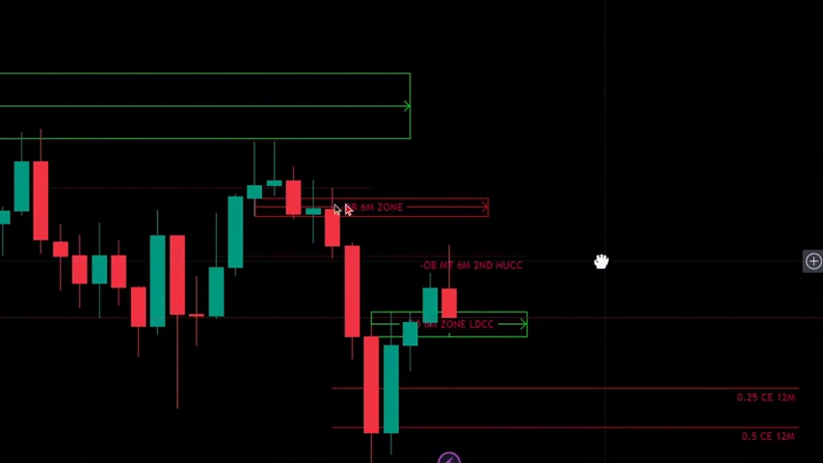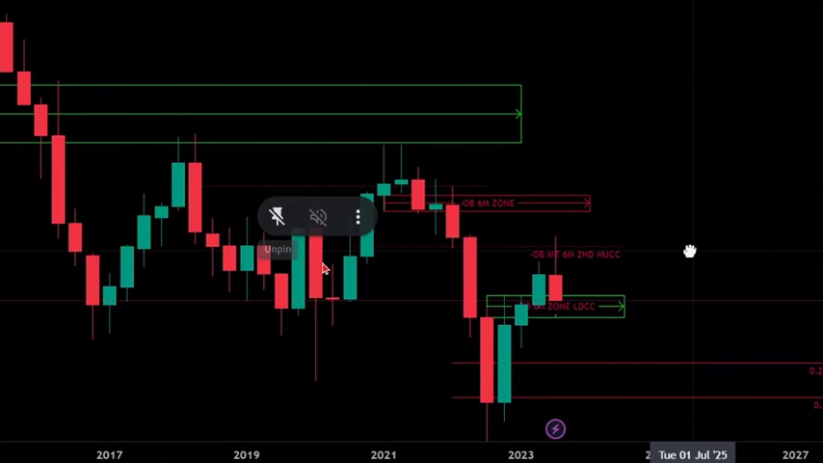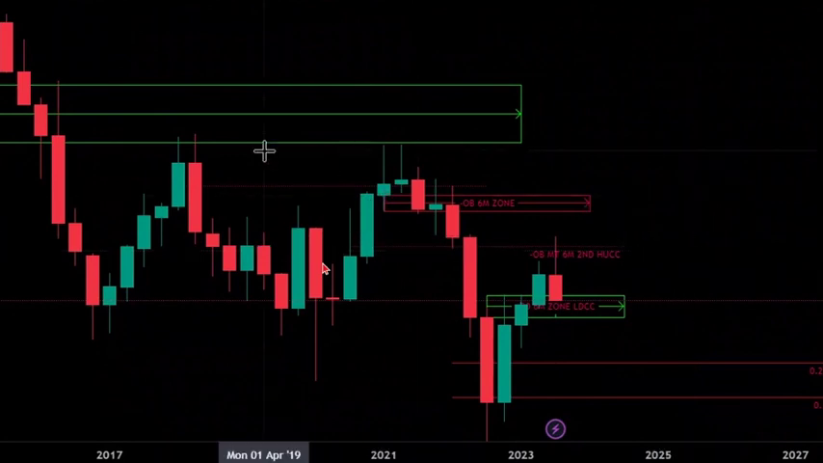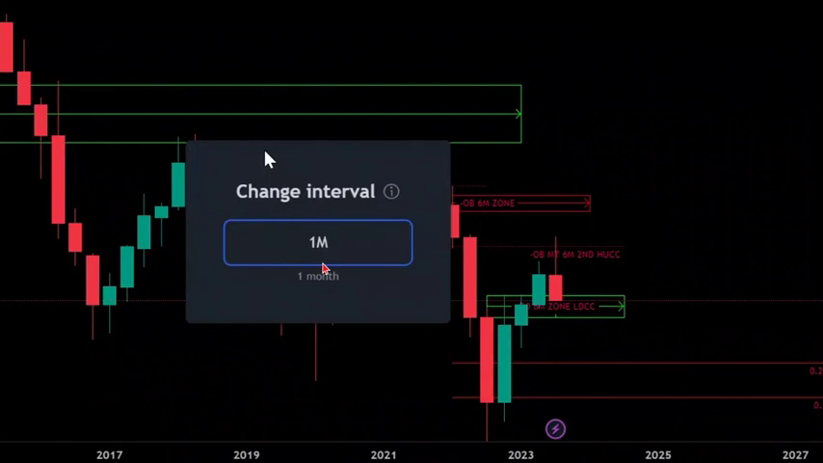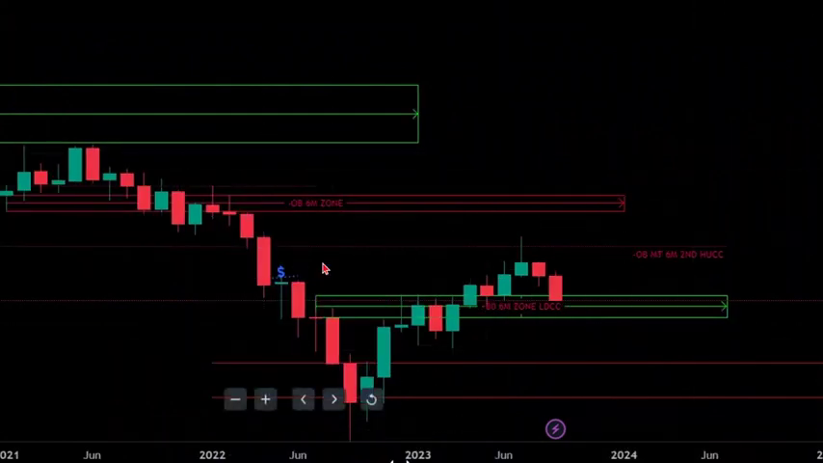Okay, so we got a bearish order block. We got it marked up properly. Okay, we may have to go down to the monthly chart. Go down to the monthly chart. That's the next one down. Okay.